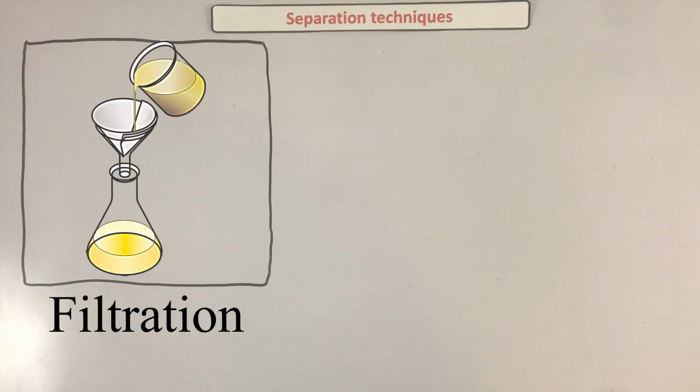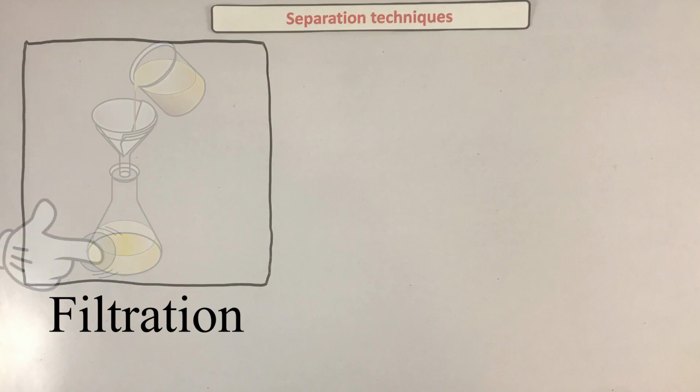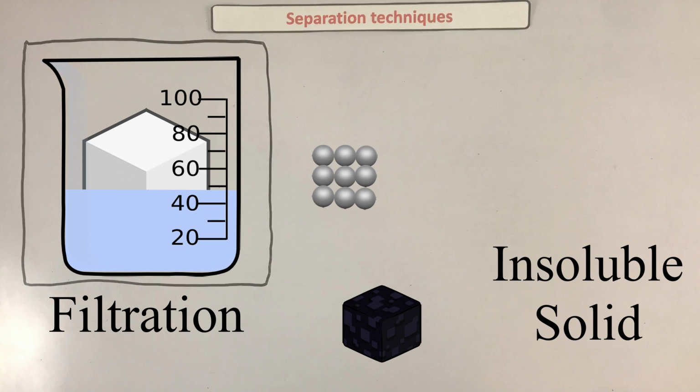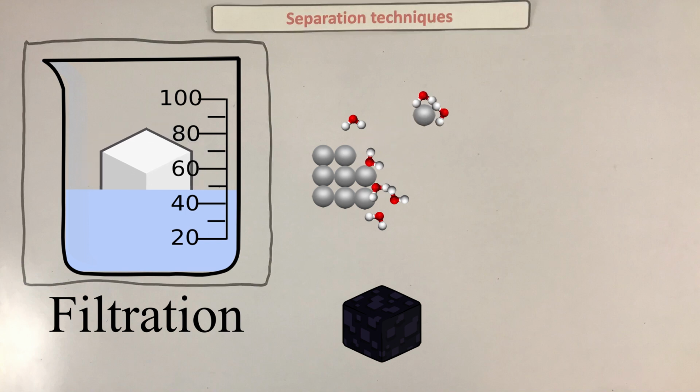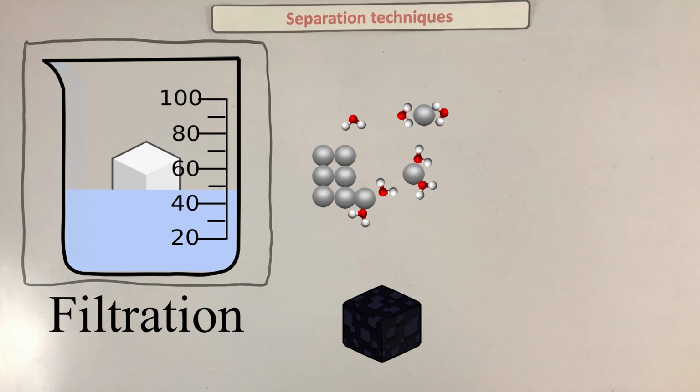Filtration is used to separate insoluble solids from a solution. You use a filter paper and funnel and allow gravity to pull your solution into your conical flask. When a substance dissolves in water, the water molecules surround the individual particles and interact with them. This moves the particles away from their crystal lattice structure. This is why it looks like the solid is disappearing. It's because it's broken down into pieces too small for you to see.